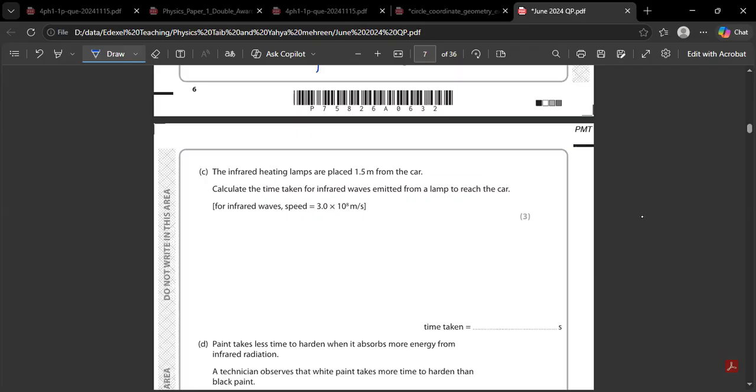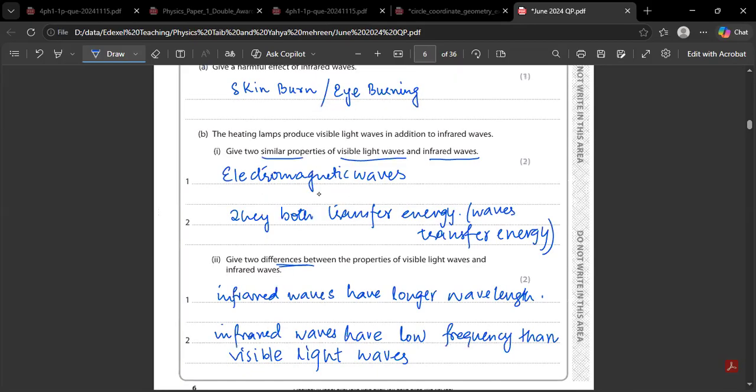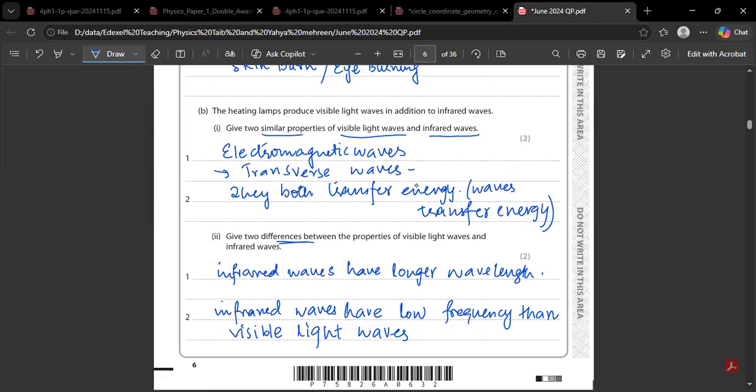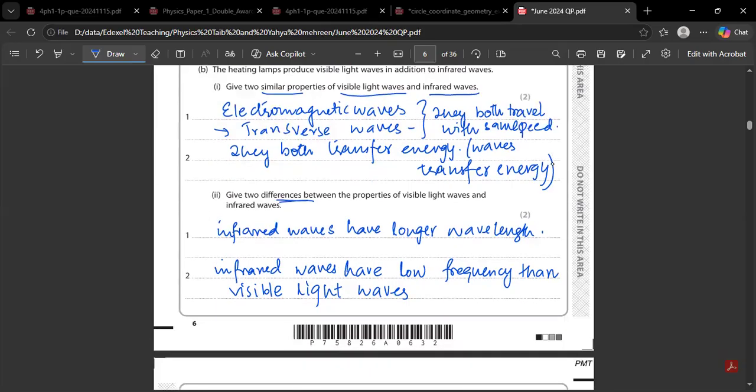Marin, I think you said transverse waves over here. Yes, they are transverse waves as well. They both are transverse waves as well. Okay. Right. And we can also write they both travel with the same speed, which is the speed of light, in vacuum, right?